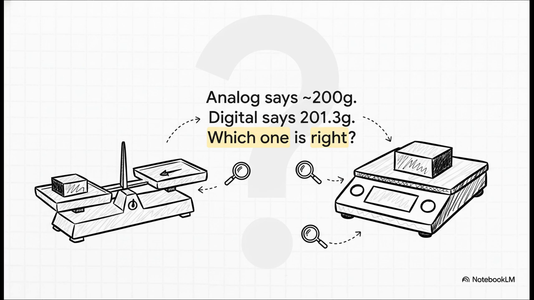Okay, so let's kick things off with a little measurement mystery. Picture this. You're in the lab. You put a sample on a classic analog scale, and the needle lands somewhere around, about 200 grams. But then you take that same sample and pop it on a slick new digital scale, and it flashes 201.3 grams. So, which one do you trust? Which one's actually right? That's the puzzle we're going to solve today.